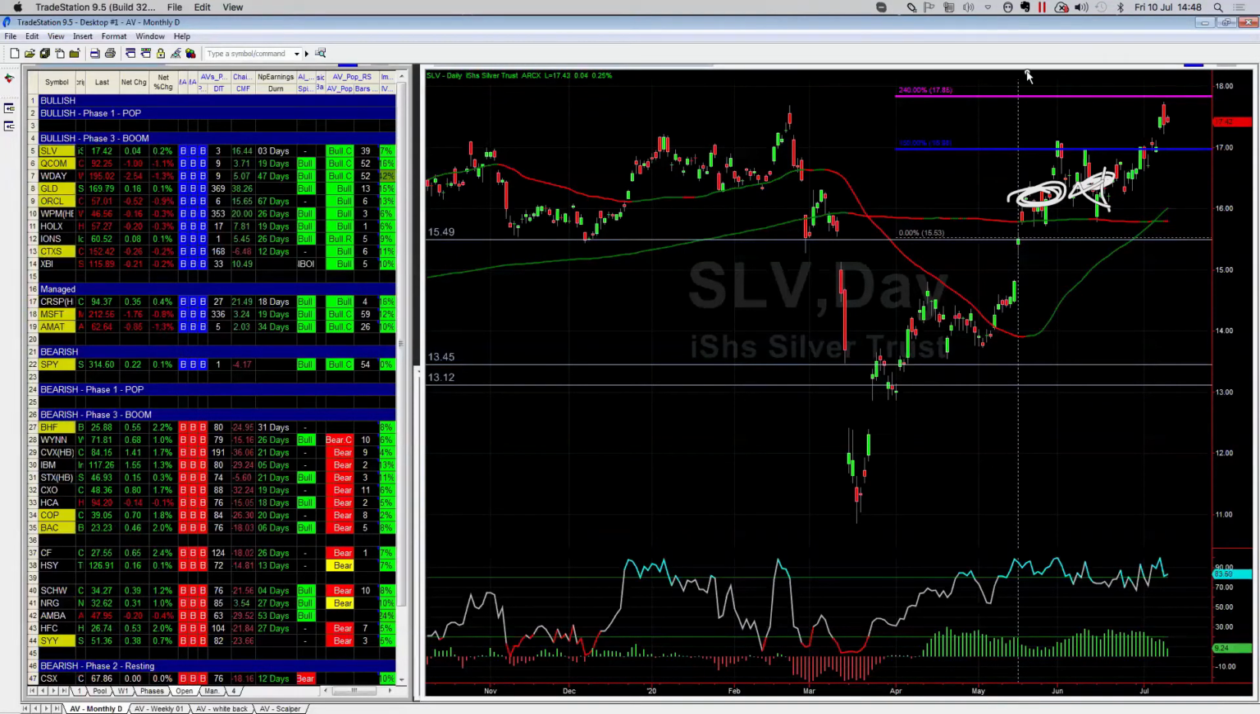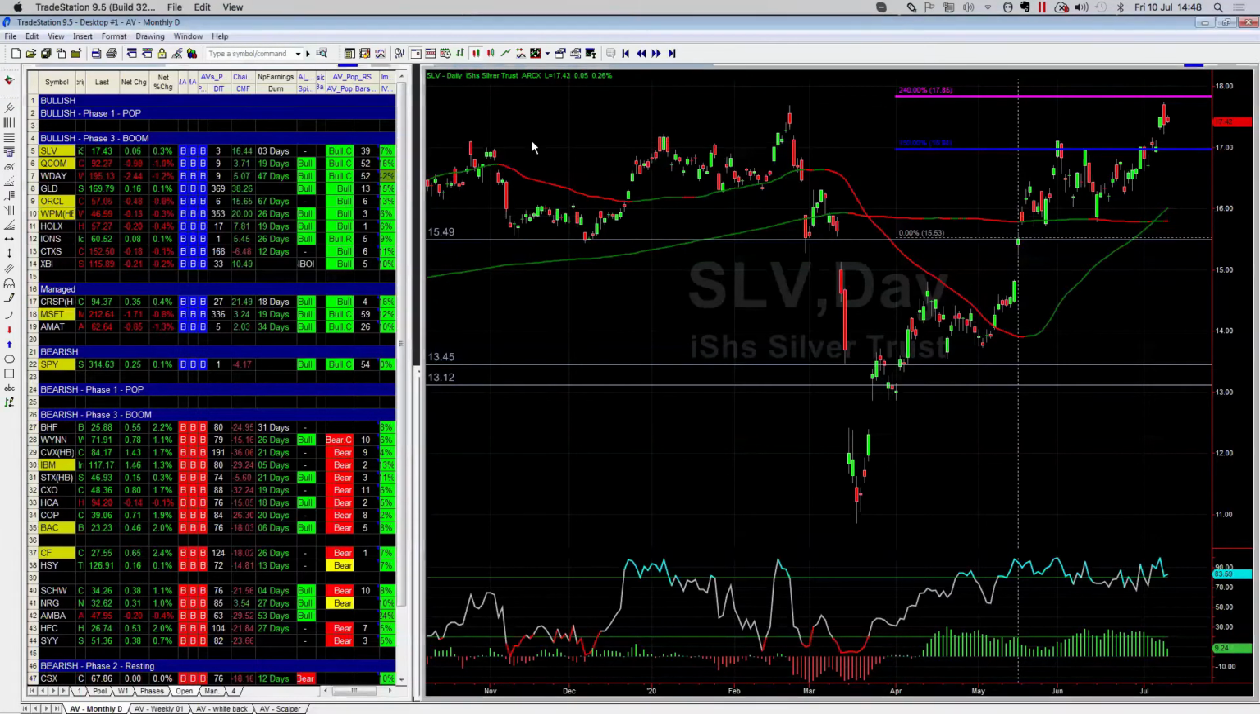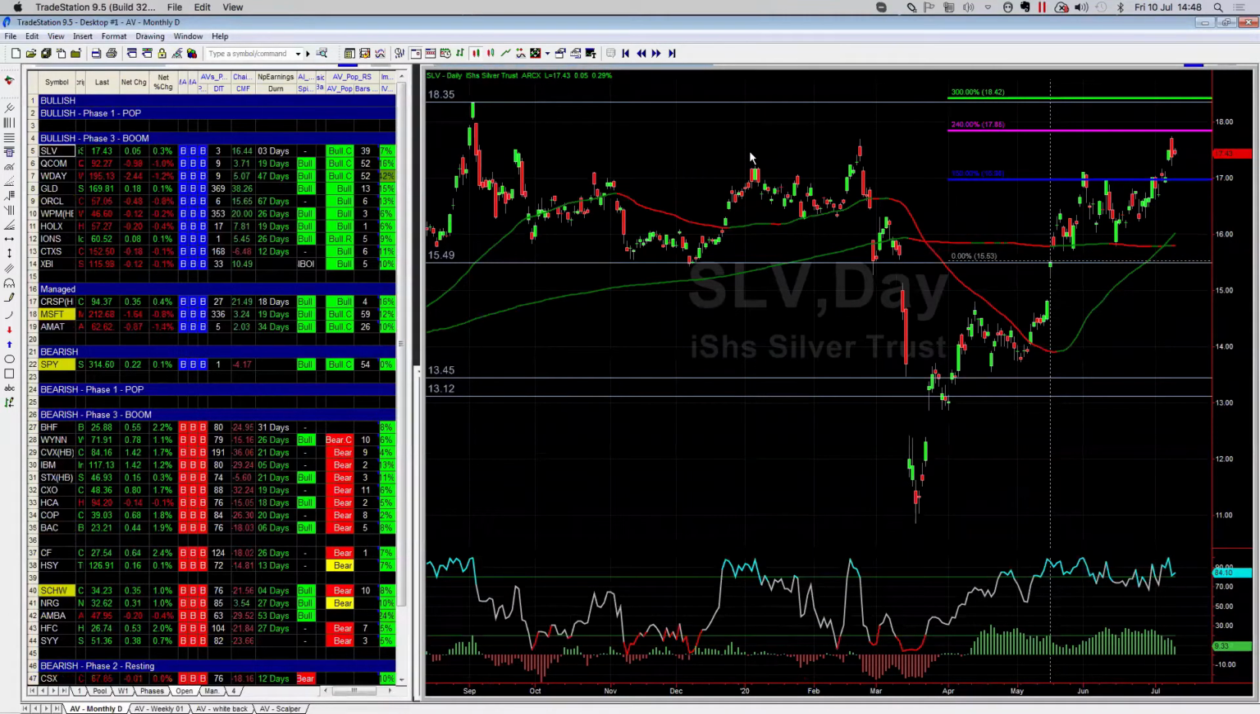We're not near the targets. So let me just zoom out. There's the targets. I'm looking for about $18.50. That's the ultimate objective right there. We're 21 days into the trade, actually 22 days now.